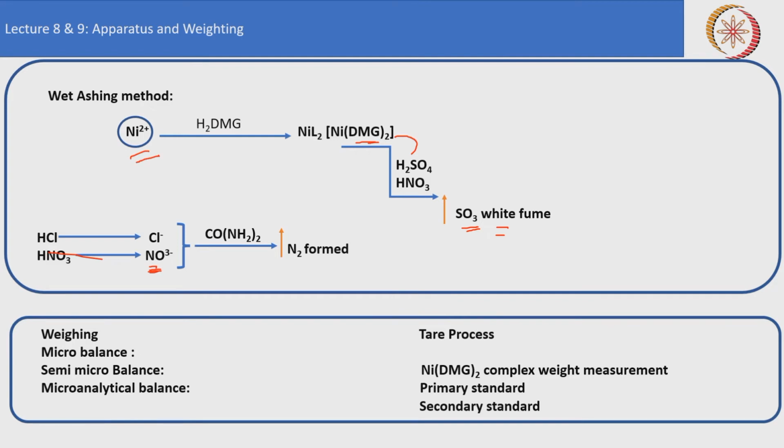If you treat with HCl or nitric acid, then nitrate ion will be there. To remove this nitrate ion or nitrogen dioxide, you can treat with urea, which can easily transform to nitrogen, an inert gas, so that you can get the nickel 2 plus analyte. Then after that you can measure the component.